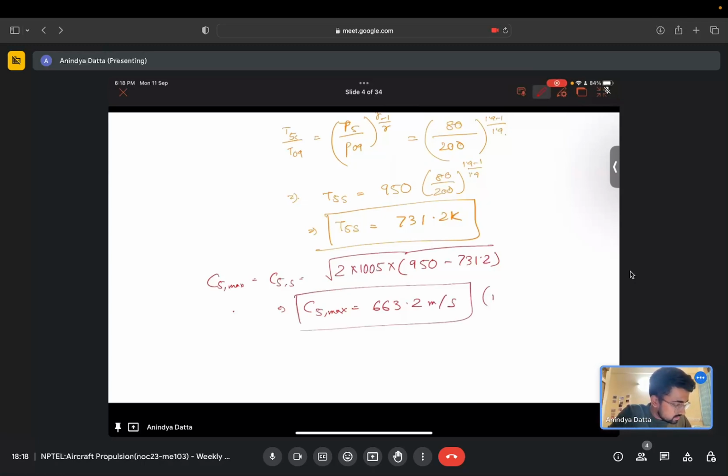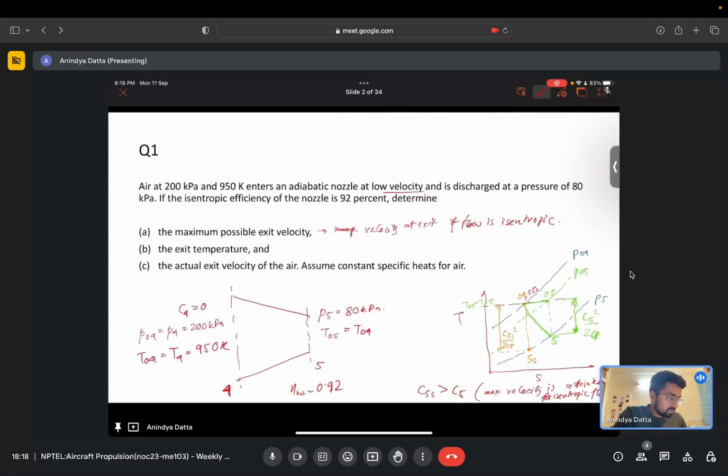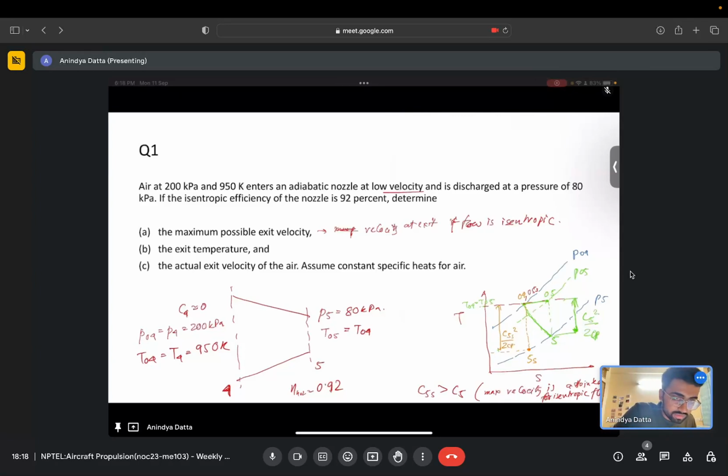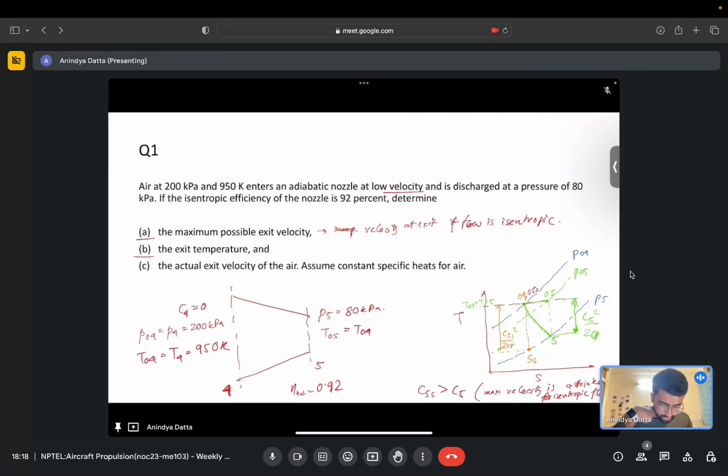Okay, so this is the maximum possible exit velocity which we attain when we are operating the nozzle at isentropic condition. So this is also clear from this TS diagram. Okay, now the second question. So this is done, so this is part A. Part B asks what is the exit temperature. This means that it is looking for the actual exit temperature, which is T5.